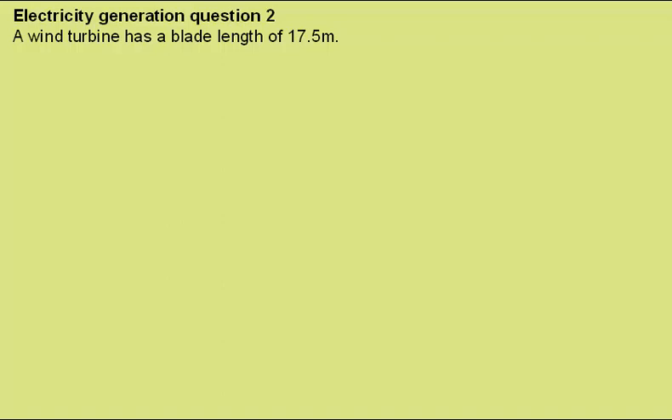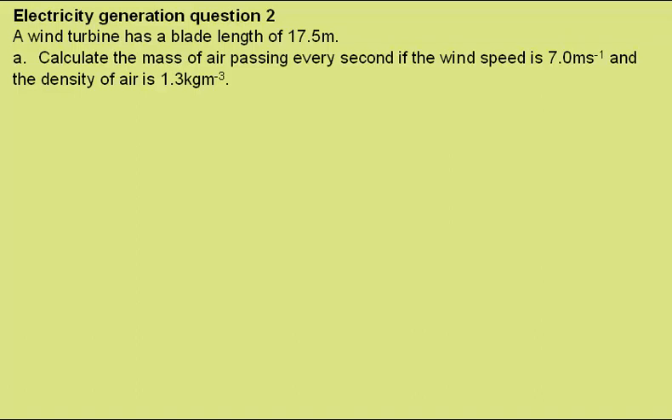Electricity generation, question 2. A wind turbine has a blade length of 17.5 meters. Part A. Calculate the mass of air passing every second if the wind speed is 7 meters per second and the density of air is 1.3 kilograms per cubic meter.